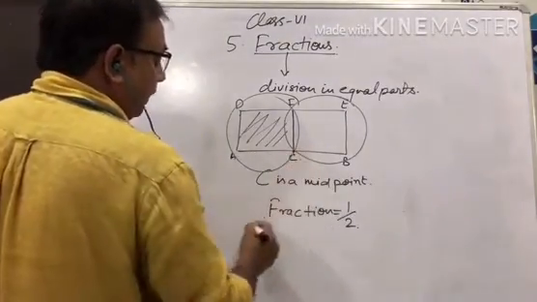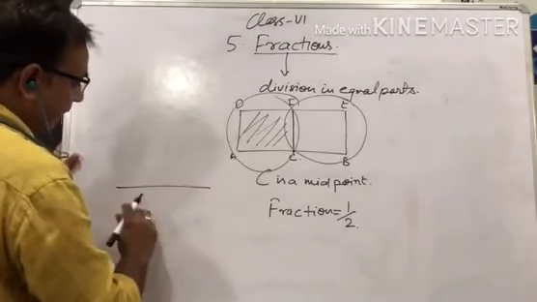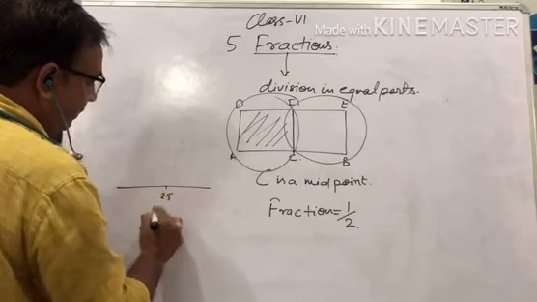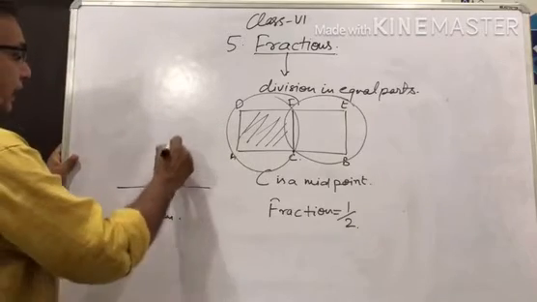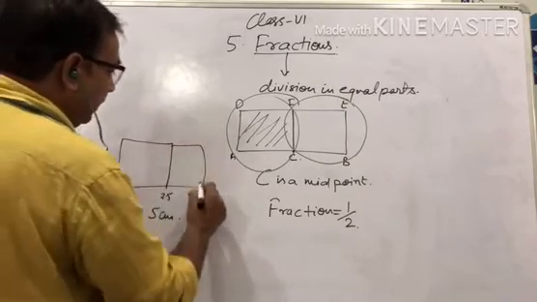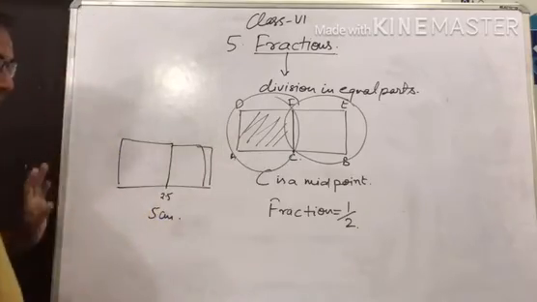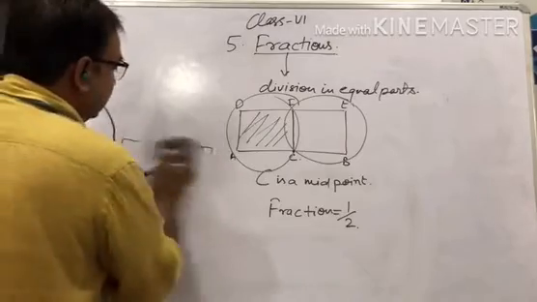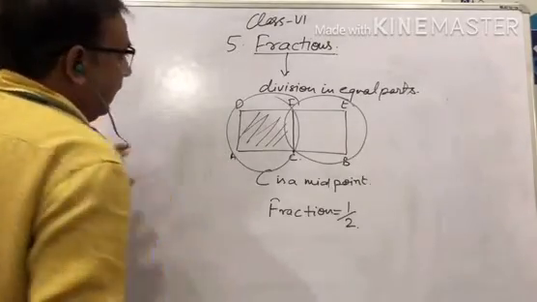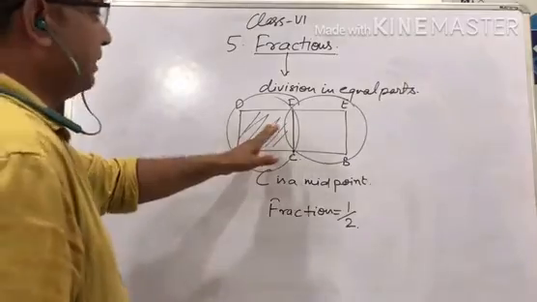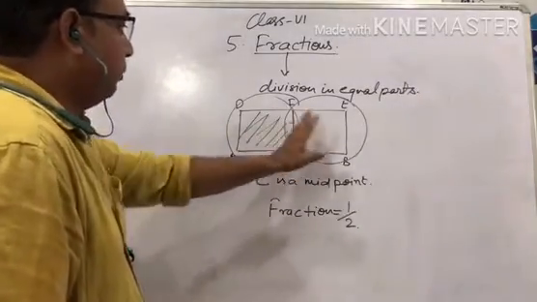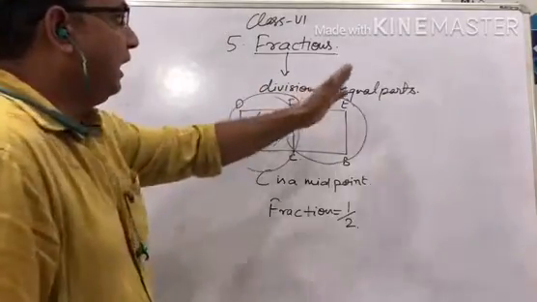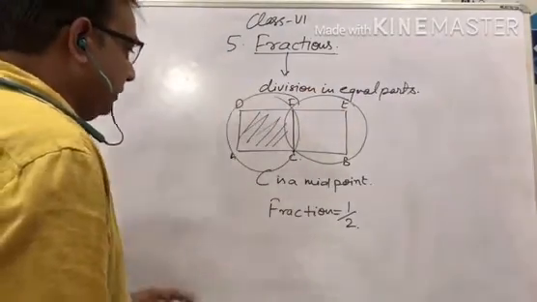If this is not a midpoint, suppose we are taking a line of 5 centimeter and the center is not 2.5, then we can't say, if we made a figure on it, that they are equal. We are not able to say that this is a part, because this is very much necessary. Both the parts must be equal. Means division in equal parts. This is called a fraction.